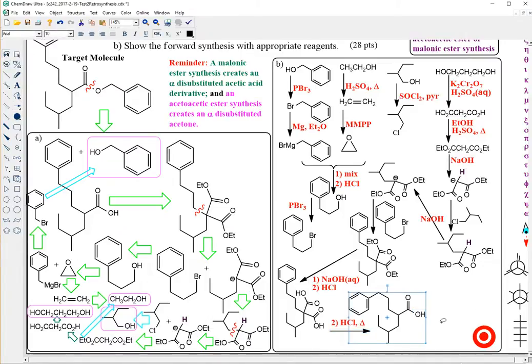As you can see here, all that remains is for us to make the final ester that is in our target molecule. This will be accomplished using Fischer esterification, using benzyl alcohol in the presence of sulfuric acid and heat, thus giving us our target molecule. Congratulations.